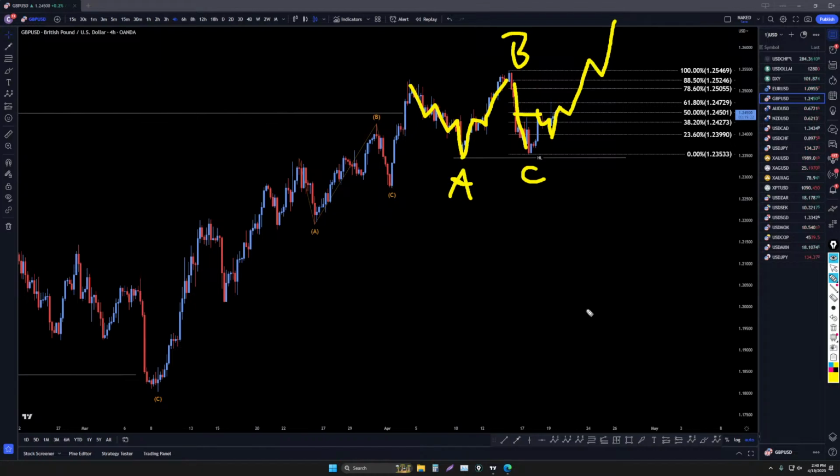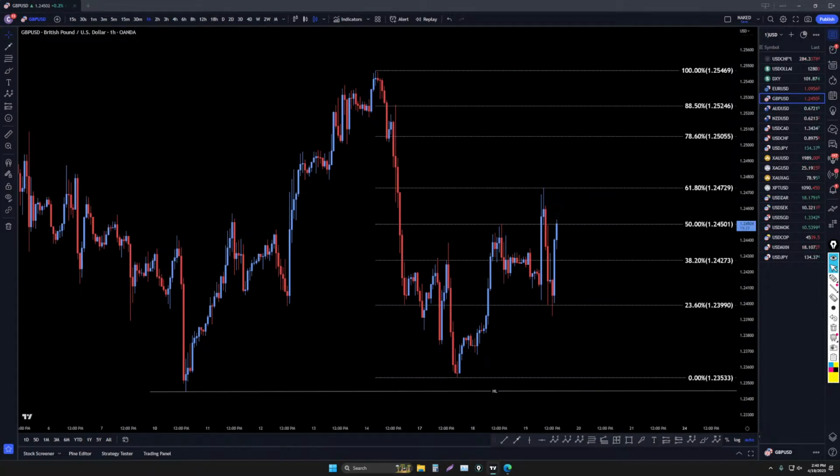At the end of that pullback right there is where I probably would have gone long for the continuation of this uptrend. So let's take it right down to the 1 hour time frame because this was definitely a little bit of a tricky pattern. We had pound CPI news today, which is why it probably went up and down like that.